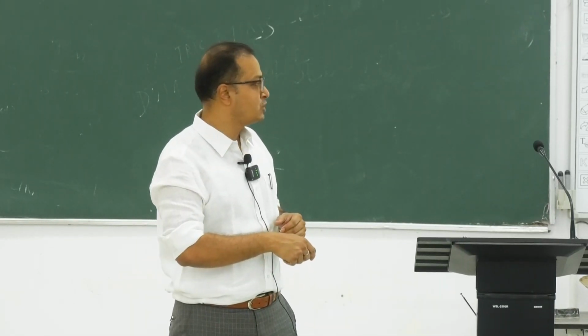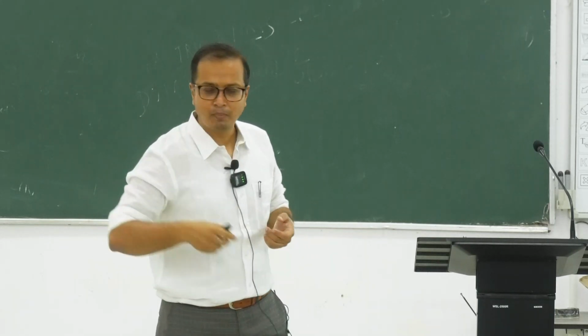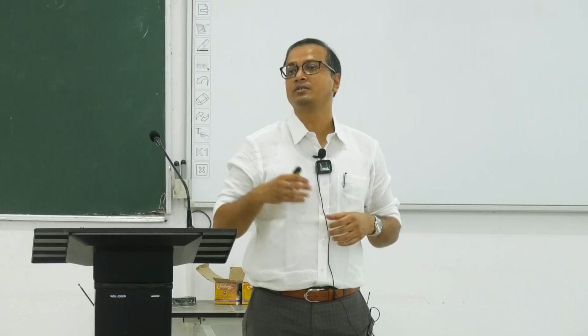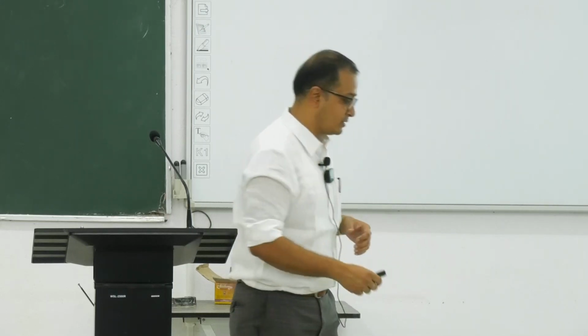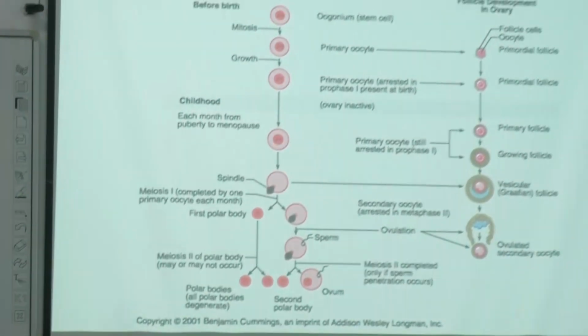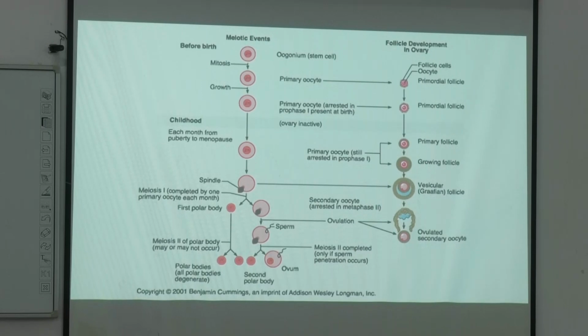And this mature oocyte fertilizes with the sperm and forms the 2N cell. If fertilization doesn't take place, the ovum, which is expelled at the secondary oocyte stage, arrested in meiosis 2 metaphase, will disintegrate. So these are the differences between the male and female counterparts in this cellular maturation and cytodifferentiation.